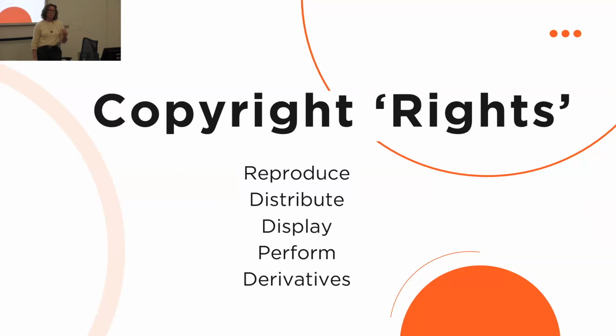So what are the rights when you hold copyright? You can make duplicates of your work. You can sell it, lease it, rent it, give it away. You determine how you disseminate it into the public. You can display it or perform it, such as with music or plays or film. And then you can create derivatives off of it. And translation is considered a derivative, as an example.